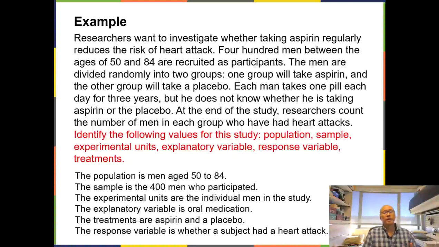All right. So in summary, the population will be all the men. The sample would be the 400 men in particular. Each unit would be each individual person in the study. The explanatory variable is the oral medication. The treatments are either the aspirin or the placebo, depending on what they took. And the response variable is what happens at the end of the study: did the person have a heart attack or not? All right, so that's the rundown in terms of experiments.